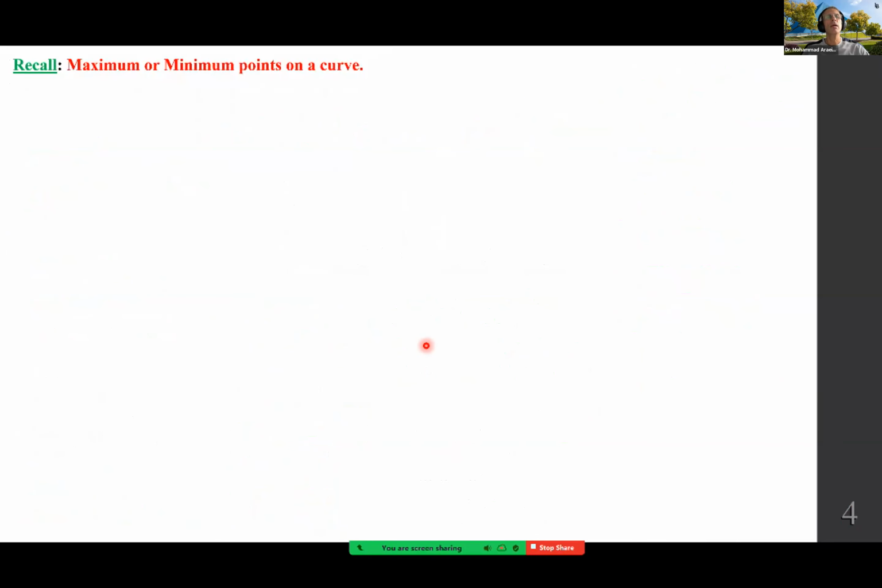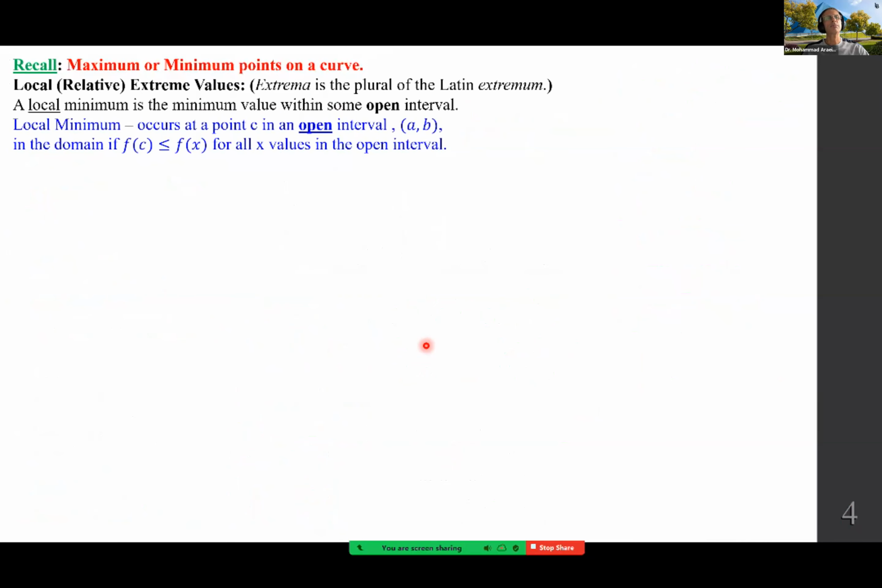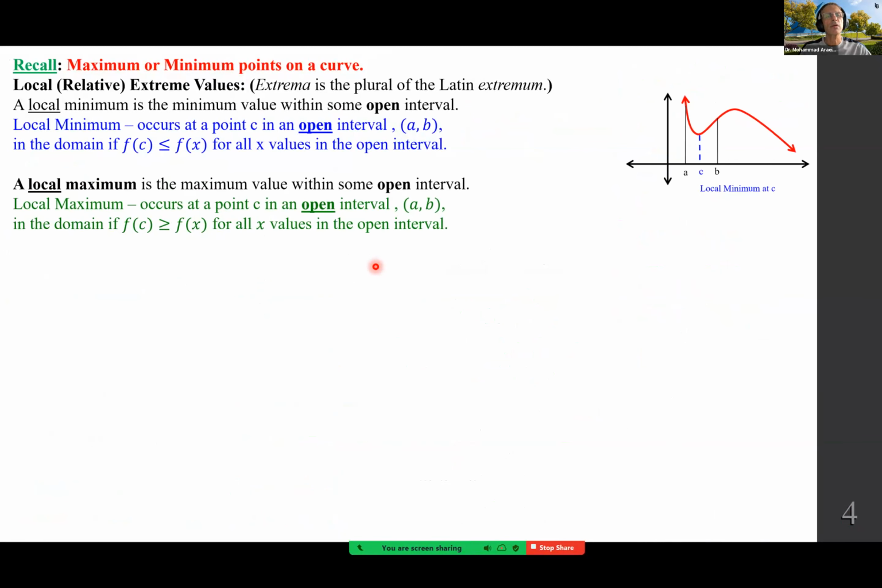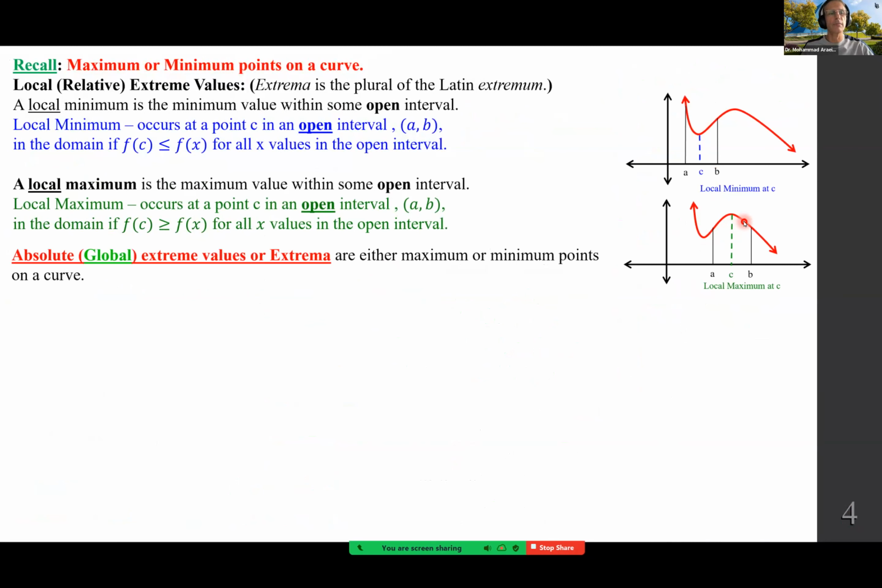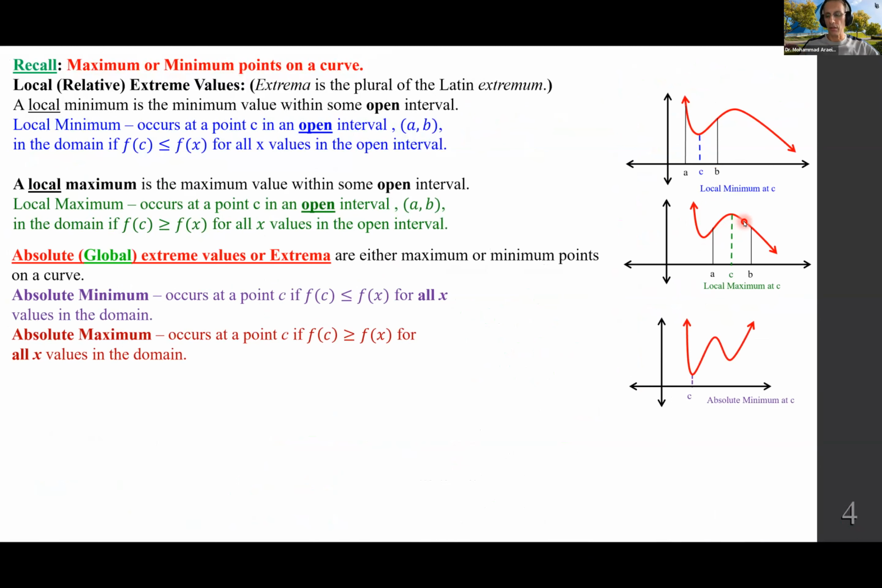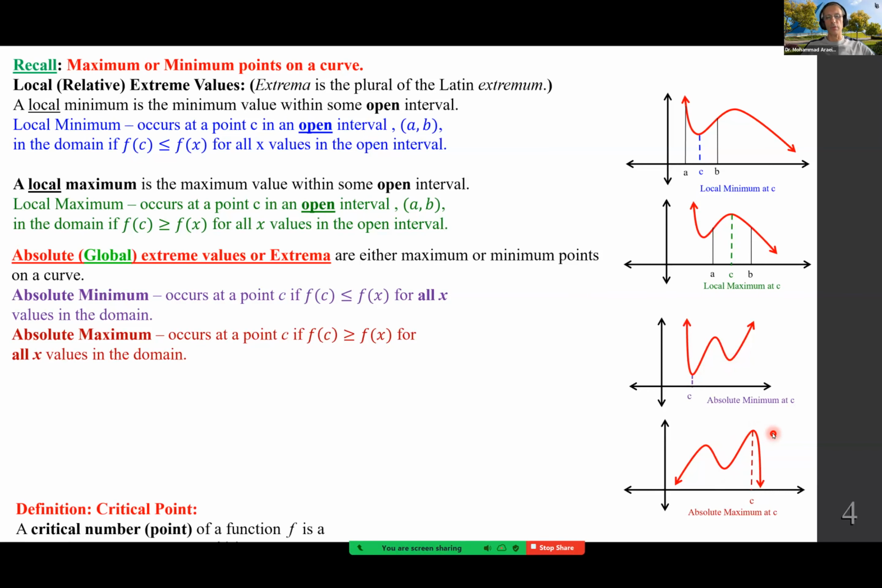y minus y1 equals m times x minus x1. And you recall, as far as the max and min, the local or relative extrema versus local or relative min and max. Over here, we have a local min, local max, local min, local max. It happens in some open interval. As far as absolute or global, minimum versus maximum. So we have local min, local max, local min. This one is also absolute max. Local max, local min, local max. This happened to be an absolute max.